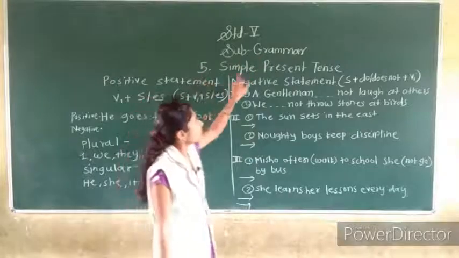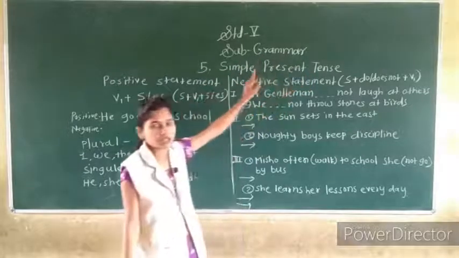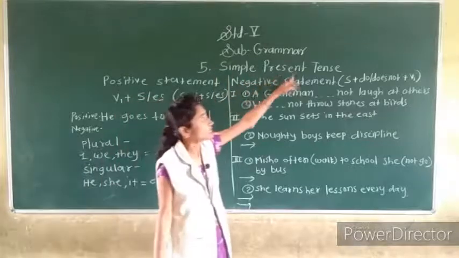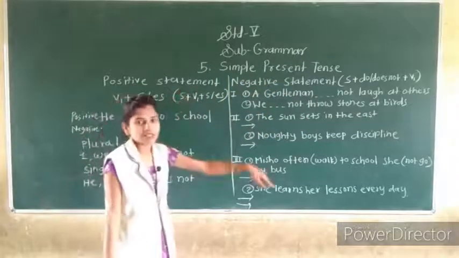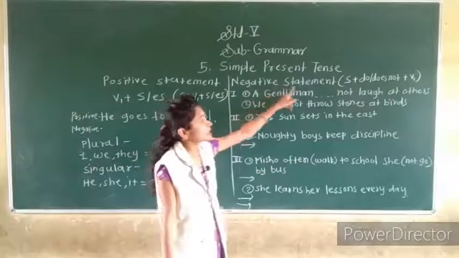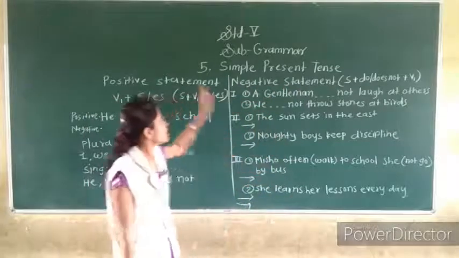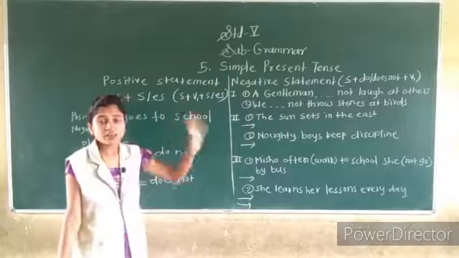Today we are going to start standard 5th subject grammar, English grammar. 5th lesson, it is simple present tense. In the 4th lesson we also saw the simple present tense, but that was about the positive statement, and in this lesson we are going to learn negative statements. First, let us revise what we saw in the 4th lesson.